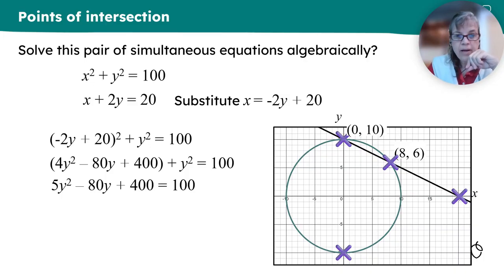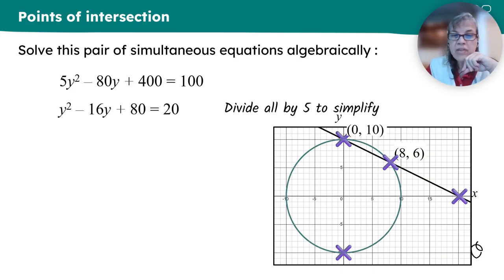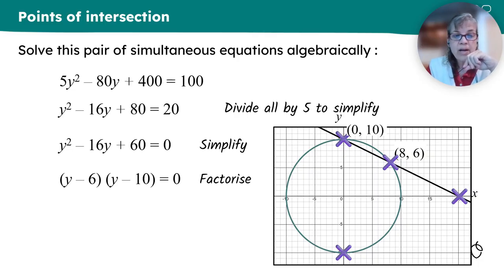At this stage, you would end up thinking, okay, maybe I should divide out. I have common factors here. Let's divide everything by 5 to simplify it further, and then I can bring the 20 over to the left-hand side, simplifying it down to a quadratic that I can then factorize. I get (y minus 6)(y minus 10) equals 0. So y is either 6 or 10, which if you look back at the graph and those points, that's the same points we found by graphing it. So algebraically or graphing it, you come up with the same thing.